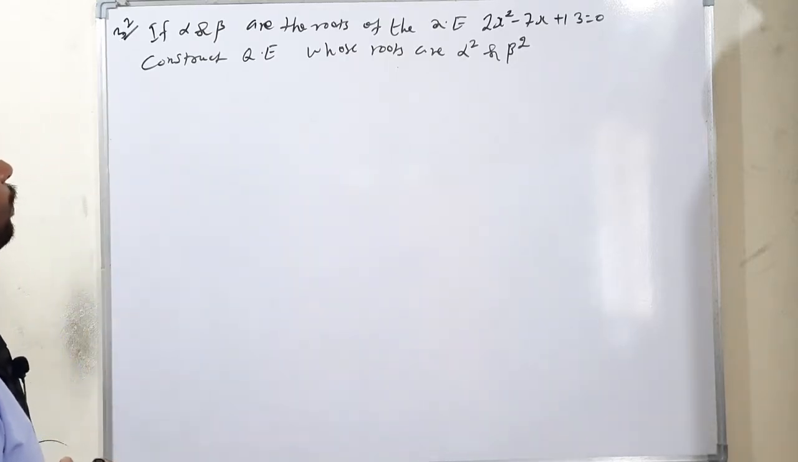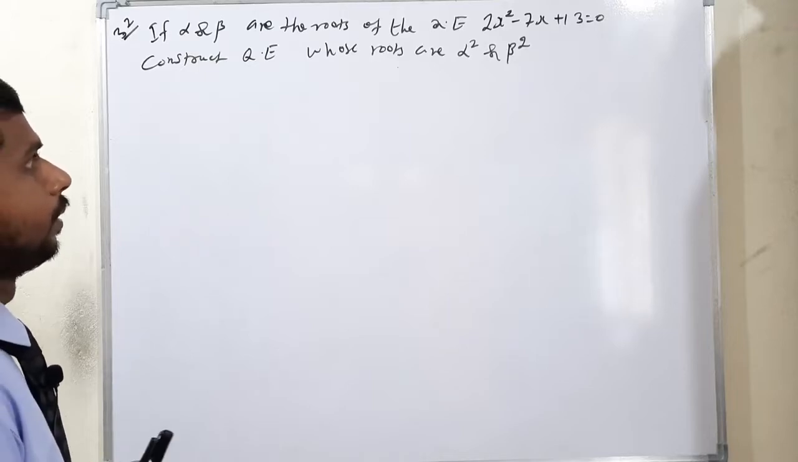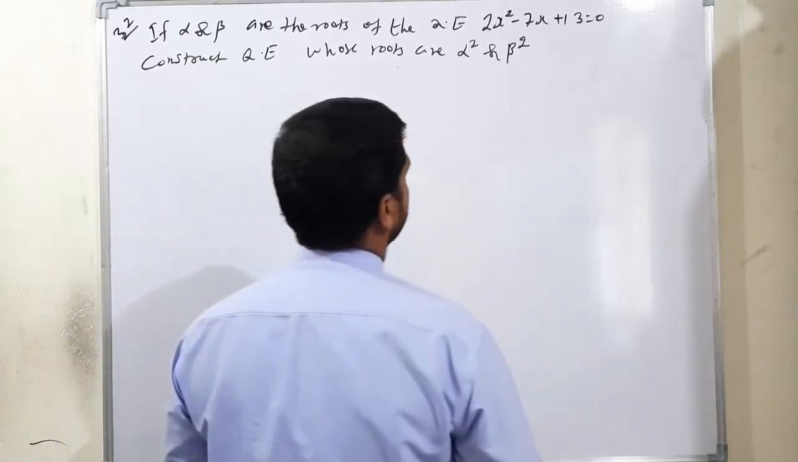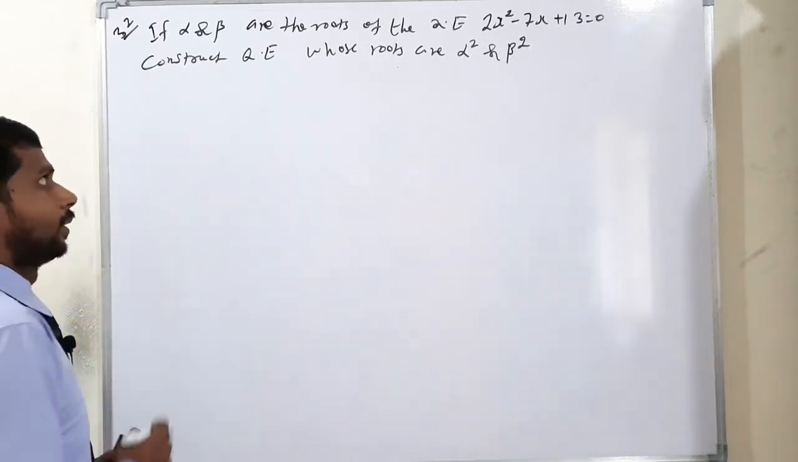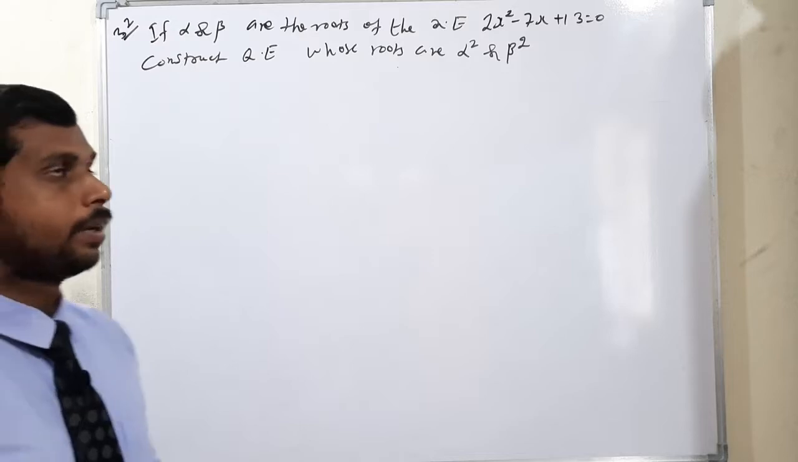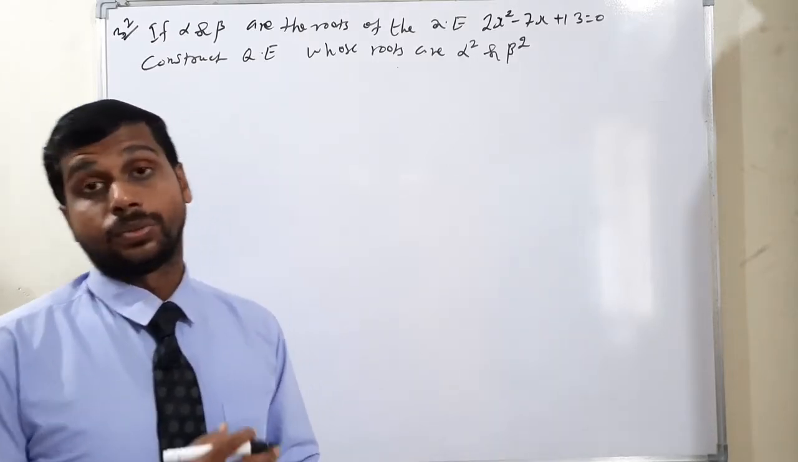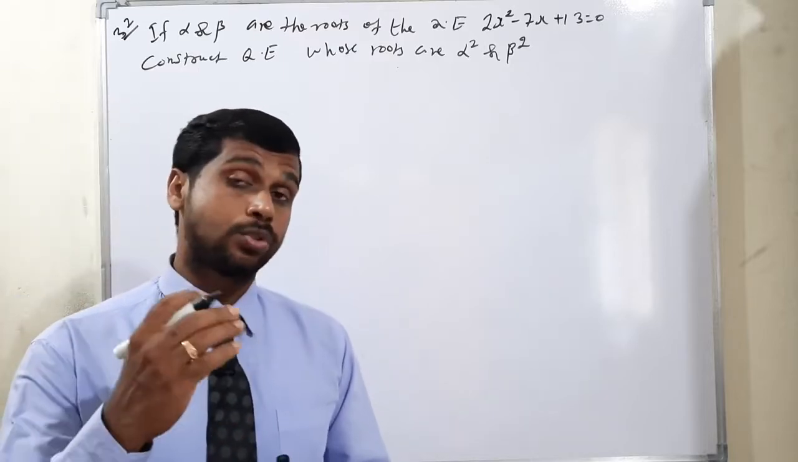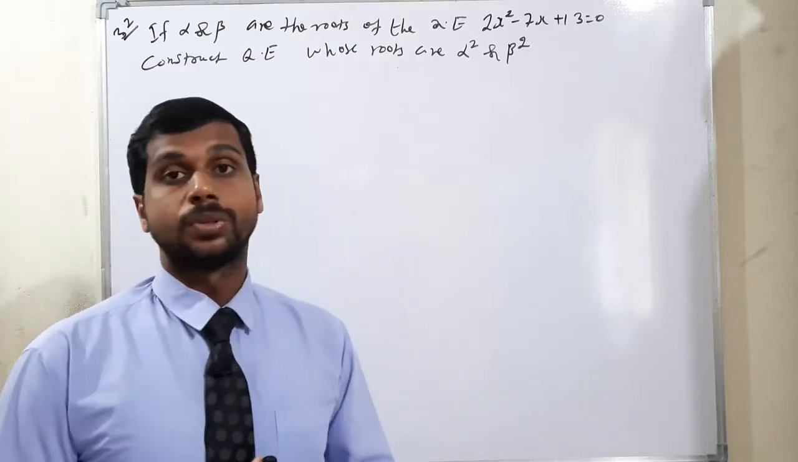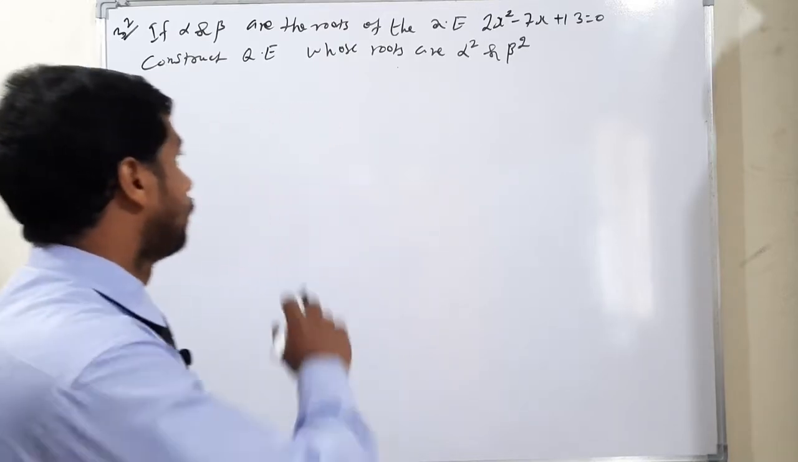Example 3.2. If alpha and beta are the roots of the quadratic equation 2x square minus 7x plus 13 is equal to 0, construct a quadratic equation whose roots are alpha square and beta square. The same concept as example 3.1. In 3.1 the given roots were alpha plus 2 and beta plus 2, but here the roots are alpha square and beta square, that is the only difference. Okay, the same concept.